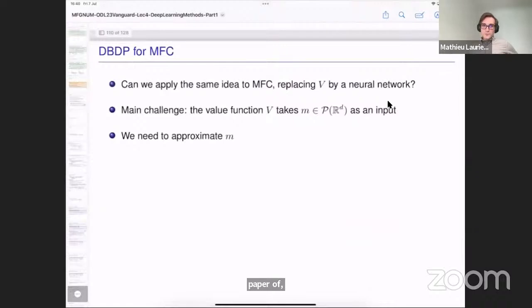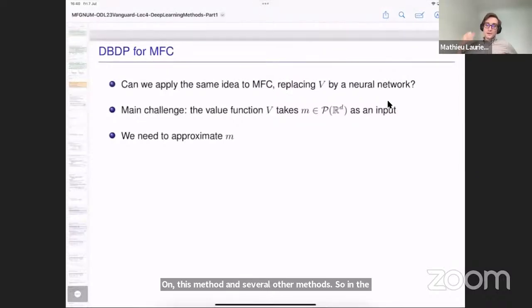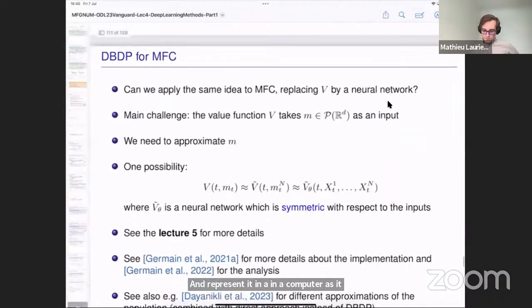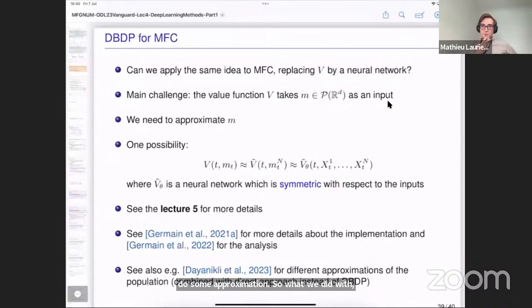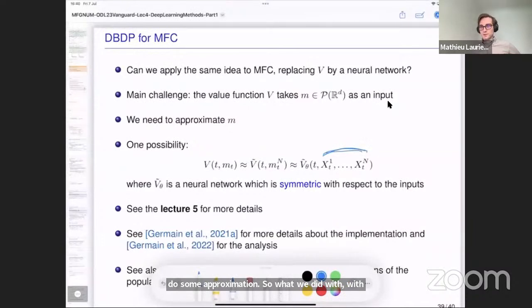So in the case of MFC, as I said, we cannot directly take the distribution and represent it in a computer as it is. We have to do some approximation. So what we did with Maximilien, Nguyen and Xavier was to use an empirical distribution, an empirical set of particles, again x1 to xn, but then using a neural network which is symmetric with respect to the input. The idea is I take n particles and give them as input to my neural network, but I know that the neural network should be a function of the distribution and not really a function of the vector, because the order does not matter.